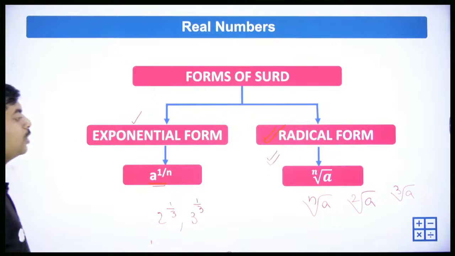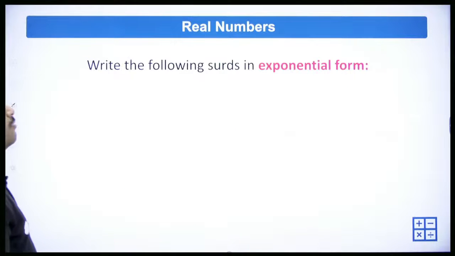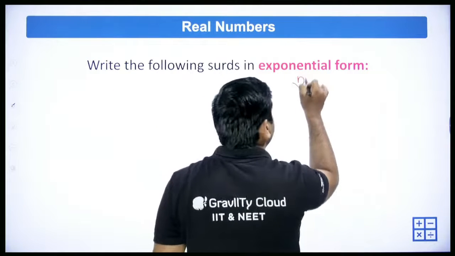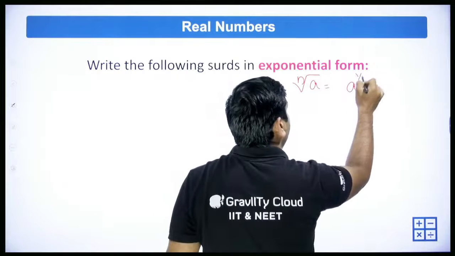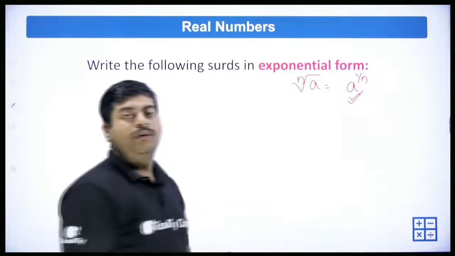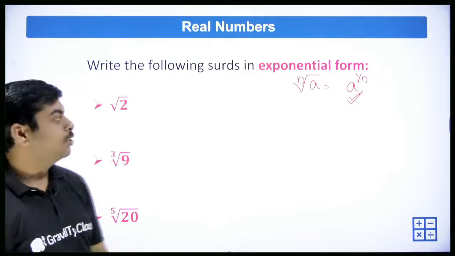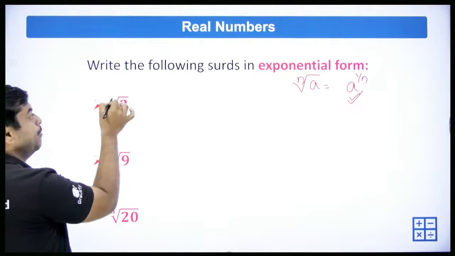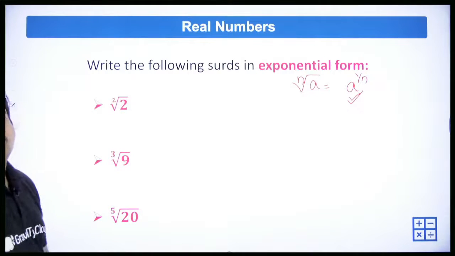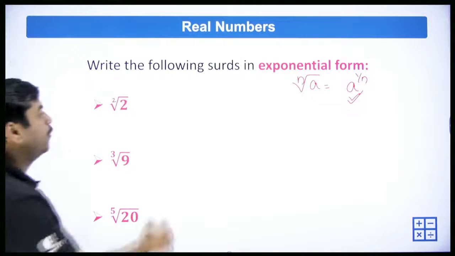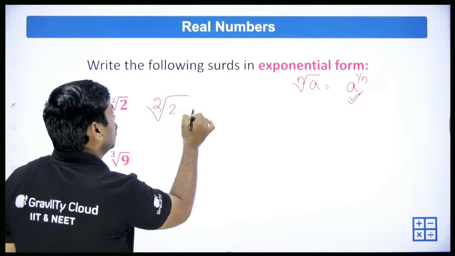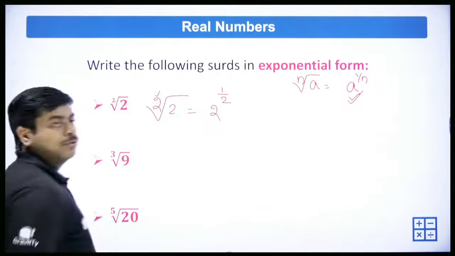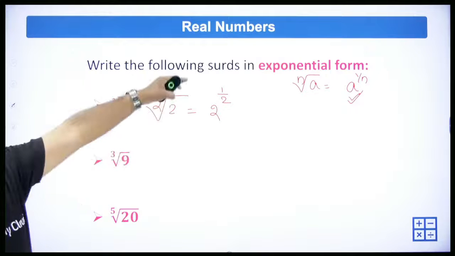Okay. So let's move ahead to learn more about this one. Write the following surds in exponential form. Just now we discussed, nth root of a is in radical form, whereas a power 1 by n is in exponential form, right? So root over 2. If no number is written here, by default, it is a 2, meaning that it is a square root of 2. Square root of 2 is written as 2 power 1 by 2 in exponential form.